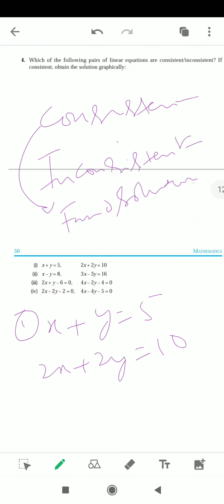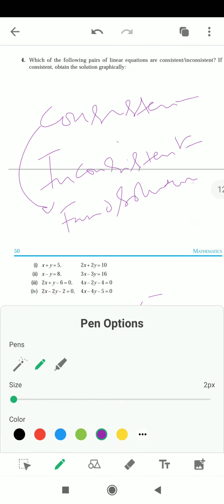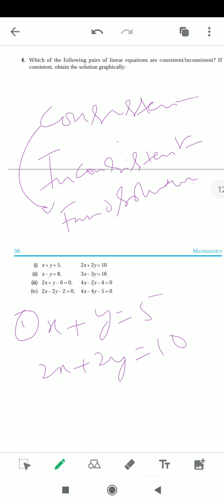Now if I say this is a1, the coefficient of x is 1, so a1 is 1, b1 is 1 and c1 is minus 5. If I bring this side, here a2 is 2, b2 is 2 and c2 is minus 10. So what is that? We have to just find out a1 by a2 and b1 by b2. What is a1 by a2? 1 by 2. What is b1 by b2? 1 by 2. Both are equal.